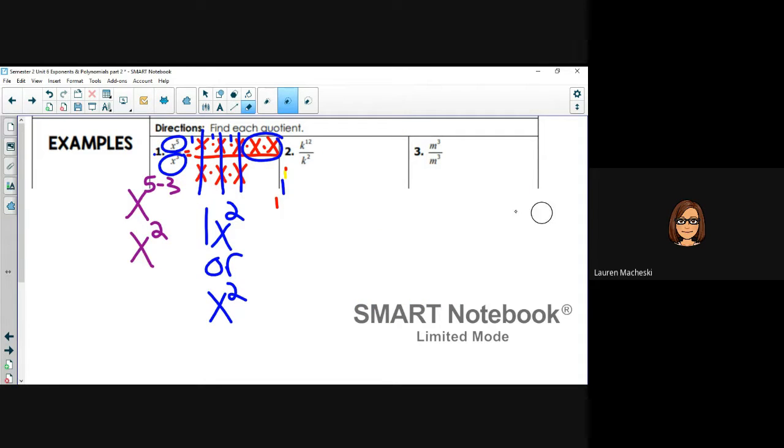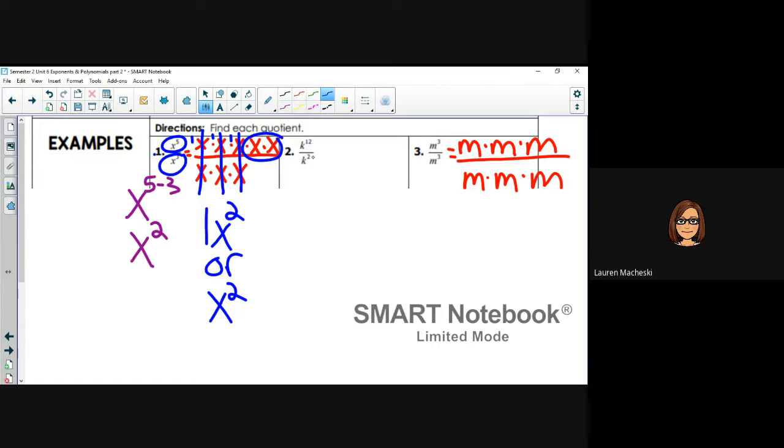I'm going to show you this next one in two different ways. So m to the third divided by m to the third. Well, in the numerator, m to the third means I have 3 m's. In the denominator, m to the third means I have 3 m's. Remember, anything divided by itself is 1. I'm literally just left with 1 times 1 times 1, which is 1.